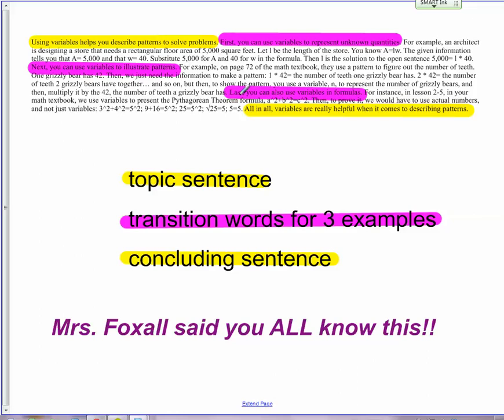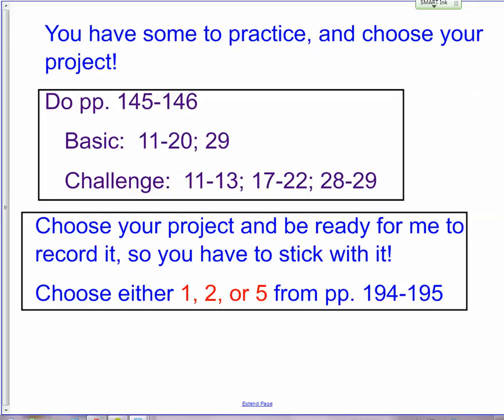And last, you can use variables in formulas. The transition words are first, next, last. And then she gives an example of the Pythagorean theorem being a formula. And then she has her concluding sentence. So just compare what you did and see where you're missing the boat on writing a well-constructed paragraph.